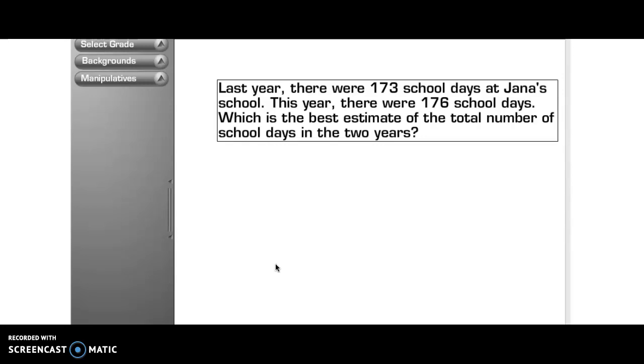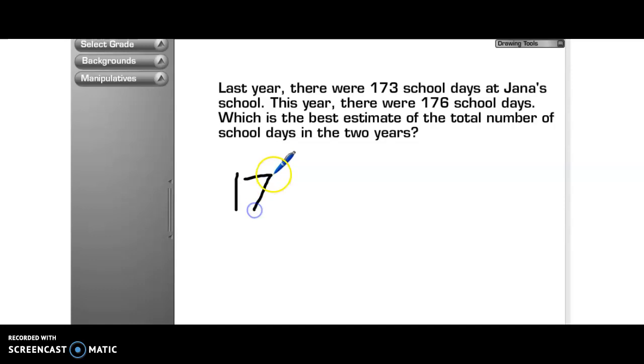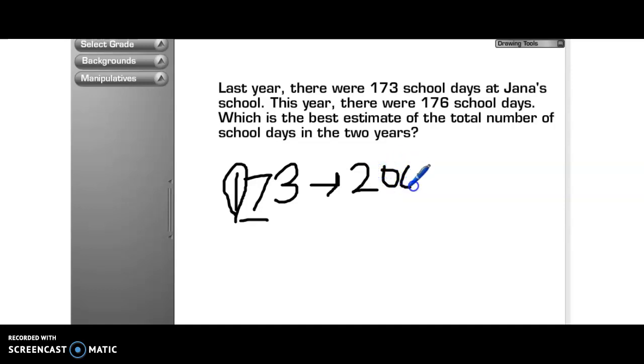This year there were 176 school days. Which is the best estimate of the total number of school days in the last 2 years? So first I'm going to take 173 and I'm going to round or estimate. I'm going to circle the 1 because I'm going to round to the nearest hundred, underline the 7, and so I know that the 7 is more than 5, so this is going to turn into a 2, and the rest are zeros. So my 173 turned into 200.